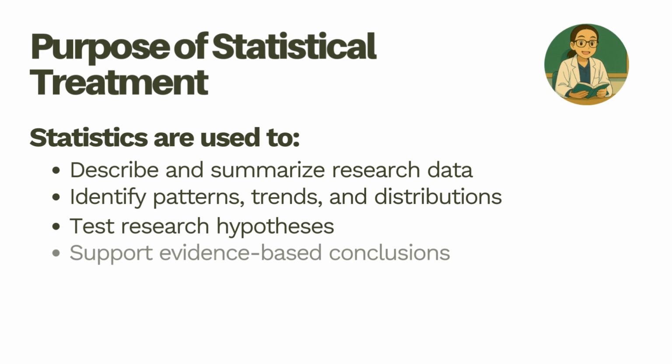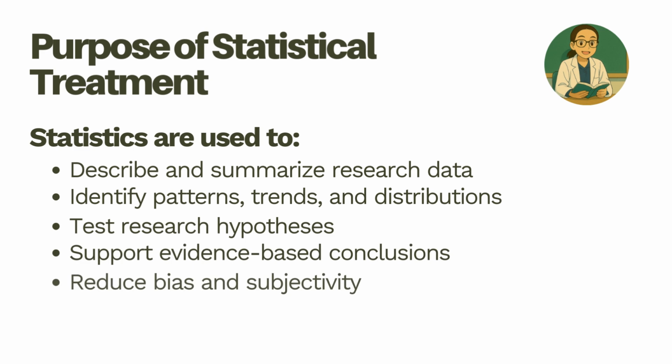Fourth, statistics support research conclusions. Researchers do not rely on opinions. They use numbers to prove their findings. This makes the study scientific and credible. Lastly, statistical treatment reduces bias. Using statistical tools helps prevent personal opinions from affecting the results. This ensures that conclusions are fair and accurate. In simple terms, statistical treatment helps researchers understand data, prove results, and make correct conclusions.